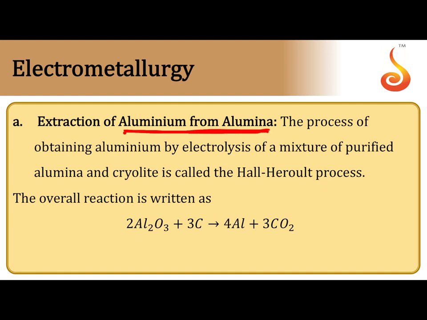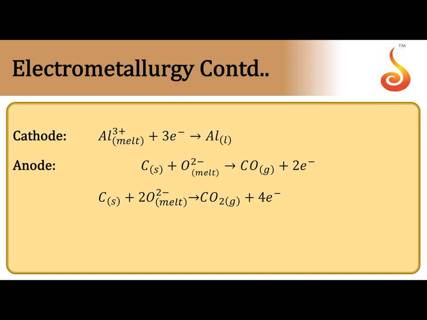The process of obtaining aluminum by the electrolysis of a mixture of purified alumina, Al2O3, and cryolite is specially called the Hall-Héroult process. That is the electrolytic method. In the overall reaction, when alumina, Al2O3, is subjected to reduction by coke, it loses oxygen and becomes aluminum. The oxygen combines with coke, forming carbon dioxide as well as carbon monoxide.